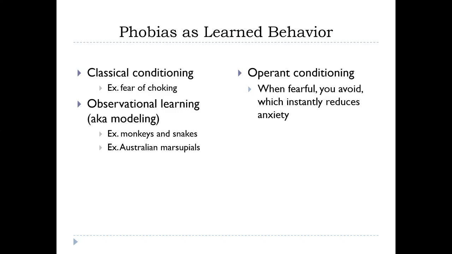You could also have observational learning, or what we also call modeling. So you could learn to be afraid of something, not because something bad happened to you in the presence of that object, but because you observed something bad happening to someone else when they were around that object. And we talked about a good example of this when we went over the behavioral model, in terms of the monkeys and snakes, right?